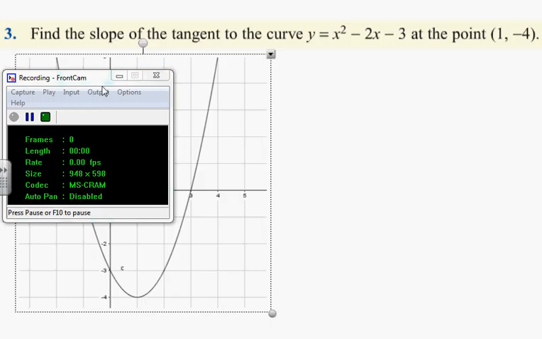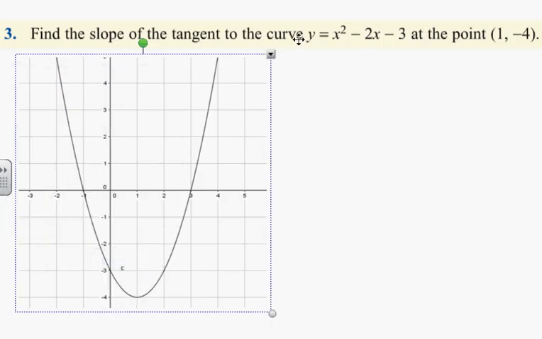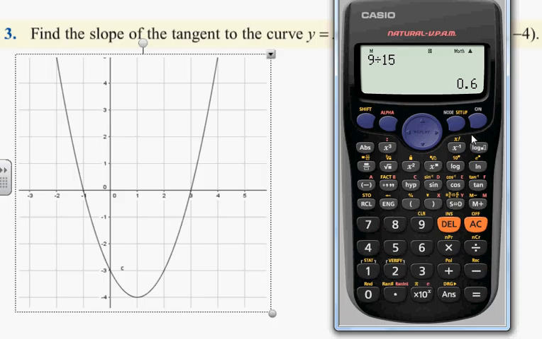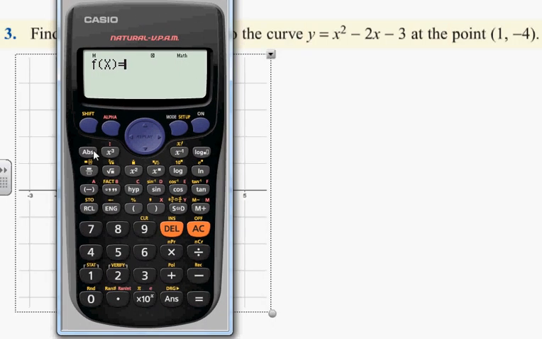The first thing going on is, what is this curve? This curve is a U-shaped curve, and we want to find the slope at the point (1, -4). You know it's a U-shaped curve because you put it into your calculator and you get f(x) = x squared minus 2x minus 3.